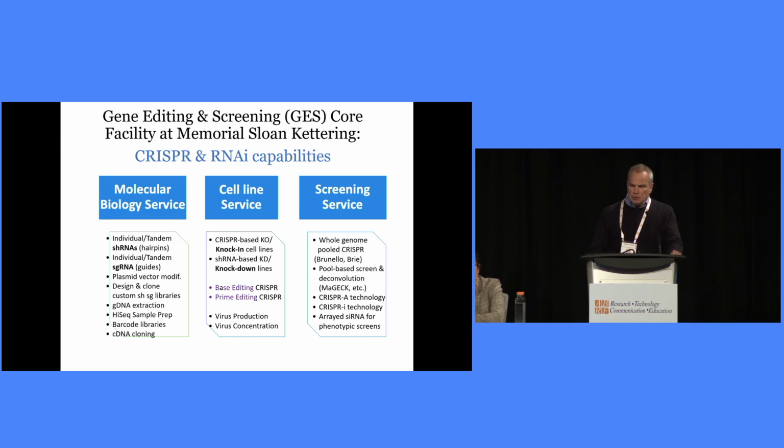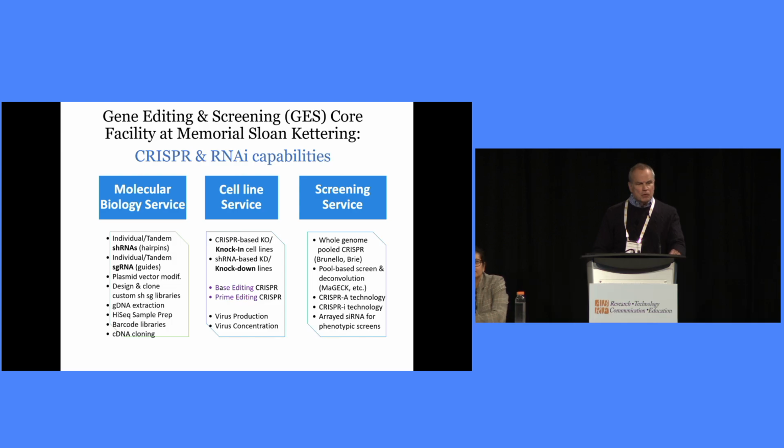In the second module, we have a cell line service. We can knock in or knock out any gene of interest. And we've started in the last year doing a lot with base editing and prime editing. One of the reasons why is if you want to do saturation mutagenesis of a very defined area, you can do it better with prime editing because you have more sites at your disposal. You're not limited to the PAM sites. We do virus production as well as concentrated virus because there are some cell types like T cells and macrophages that won't take up virus readily.